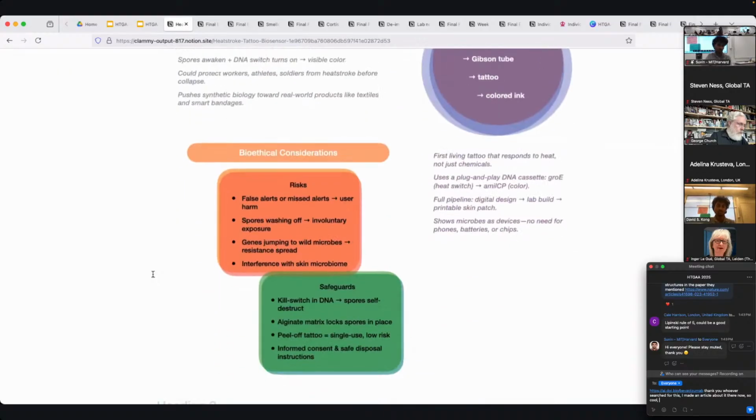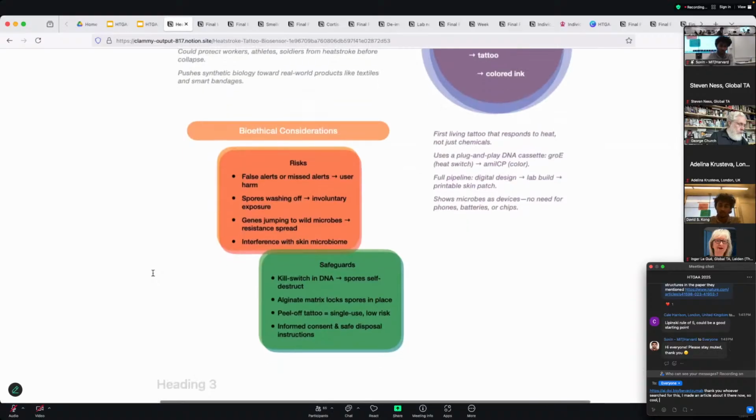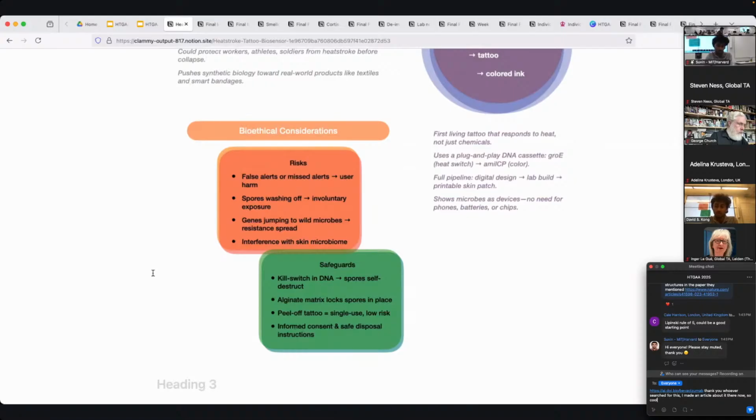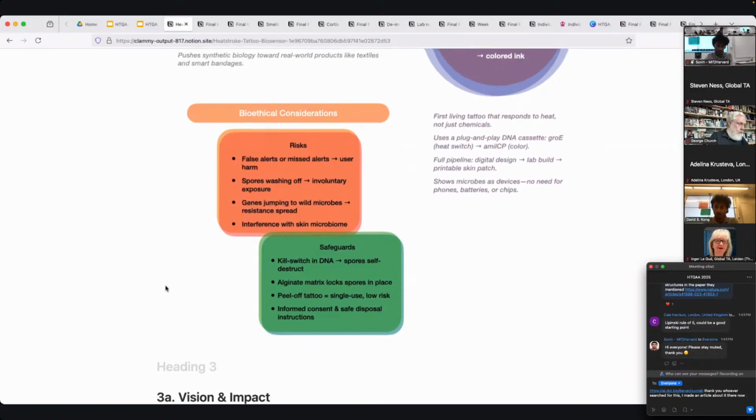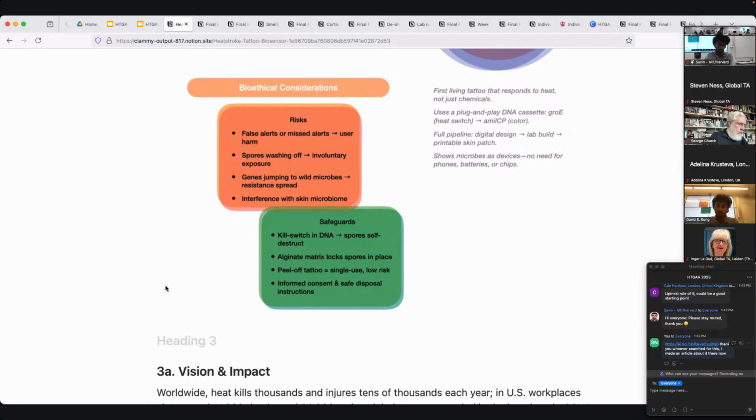So I'll talk about some bioethical considerations, some potential issues. It could be false alerts or no alerts at all, spores washing off, genes jumping onto other microbes in the environment, so contamination, and also interfering with the skin bacteria itself, so messing with our microbiome. Some future directions could be to include some sort of kill switch or maybe a peel-off format.